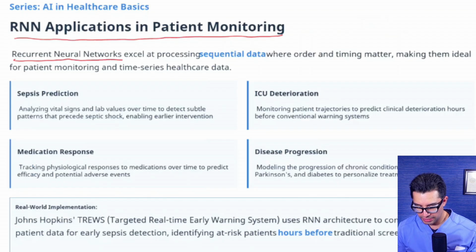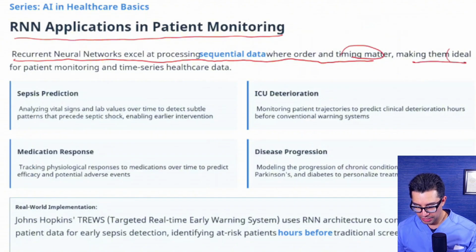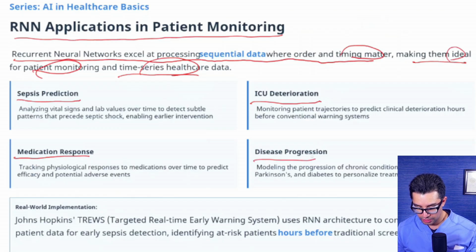All right, to sum it up, RNN applications in patient monitoring. Recurrent neural networks excel in processing sequential data where order and timing matter, making them ideal for patient monitoring and time series healthcare data, let's say sepsis prediction, medication response, ICU management, monitoring and deterioration, disease progression.